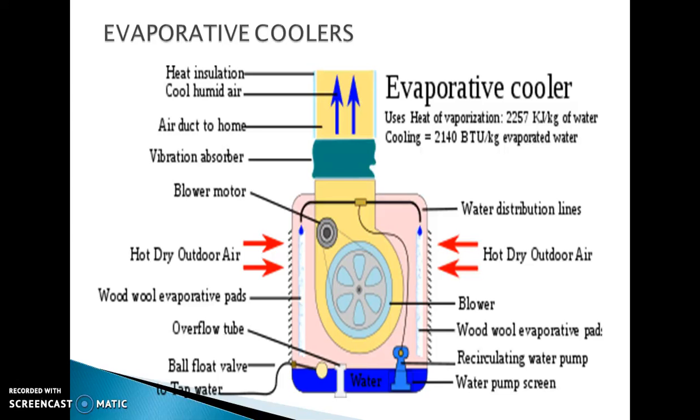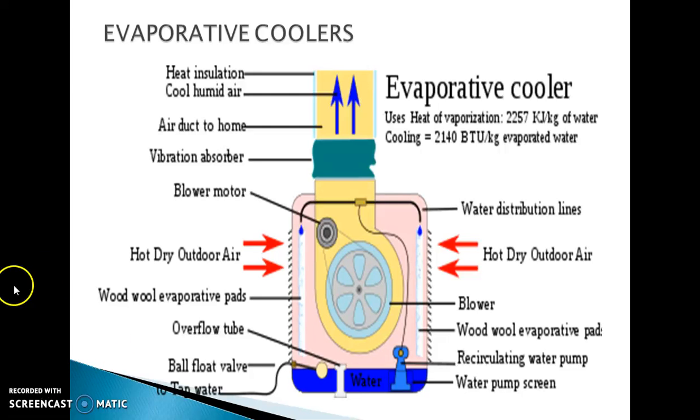The blower is fitted inside the cabinet of the cooler. So this is the blower. This blower blows the cold air and draws the hot air from the surroundings into the cabinet of the evaporative cooler. When the air is passing over the wood-wool pads, the latent heat of vaporization is absorbed by the water present in the pads, and the water converts into vapor.